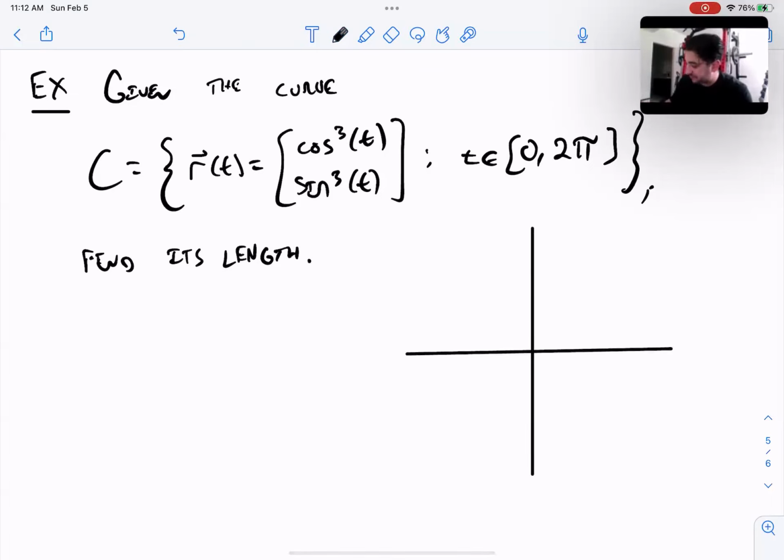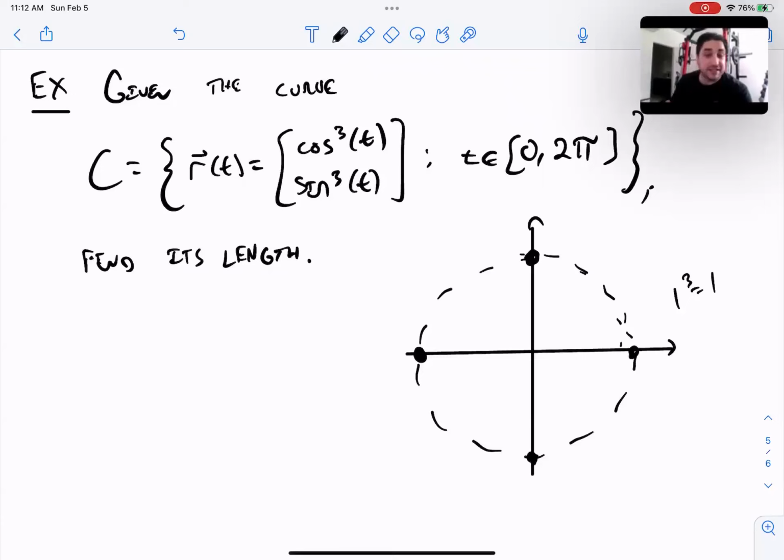Imagine this used to be a unit circle, but then I cubed all the x and y coordinates. So these points are going to be the same because 1 cubed equals 1. If the x coordinate is 1 and I cube it, it stays the same. And 0 cubed equals 0, so if the y coordinate is 0, it stays the same. Same thing over here: -1 cubed is still -1. So it doesn't move anywhere when you cube it.